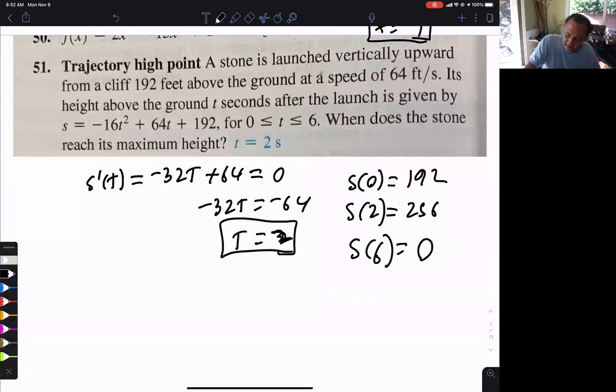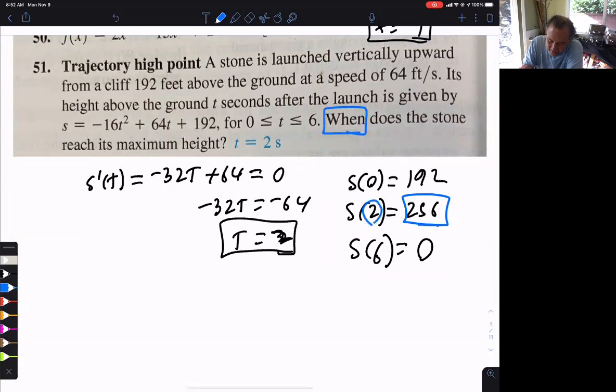So here is the answer. When does a stone reach its maximum height? So read the question. 256 is the maximum height, but it says when. When is at 2 seconds. So the answer is 2 seconds.